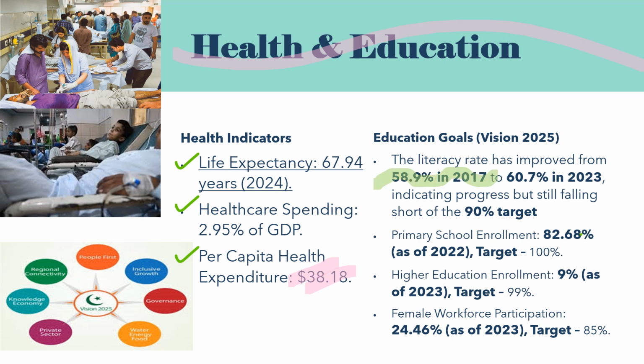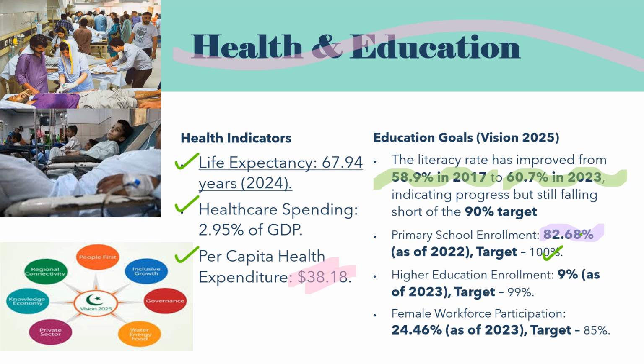Now let's shift to education, where progress is visible, but the goals are still ambitious. The literacy rate has risen from 58.9% in 2017 to 60.7% by 2023. It's movement in the right direction, but still far from the Vision 2025 target of 90%. Now, primary school enrollment is at 82.68% as of 2022, but the target of 100%, a goal that's achievable, but requires urgent reforms in infrastructure, teacher training, and access.